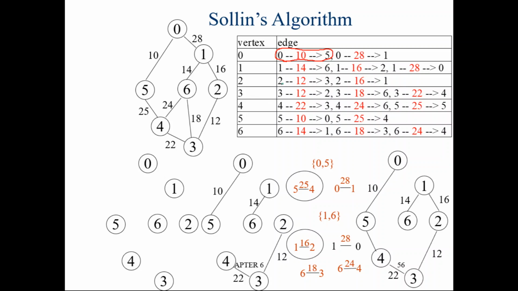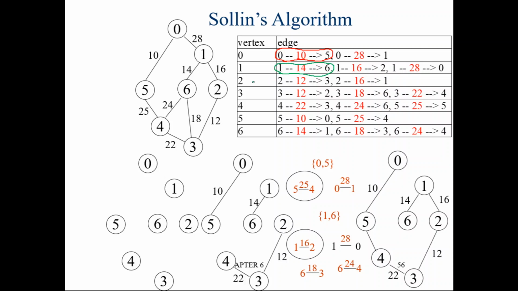So we have identified for the 0th vertex. Now we identify for the first vertex. There are three edges, with costs 14, 16 and 28. The one with cost 14 is the minimum, which is from vertex 1 to vertex 6.